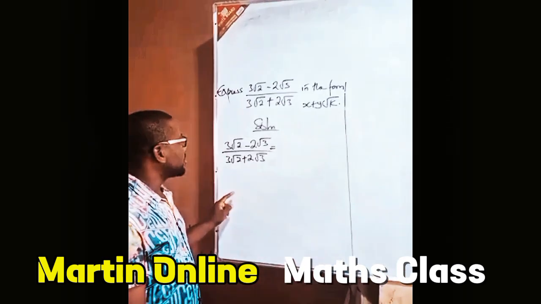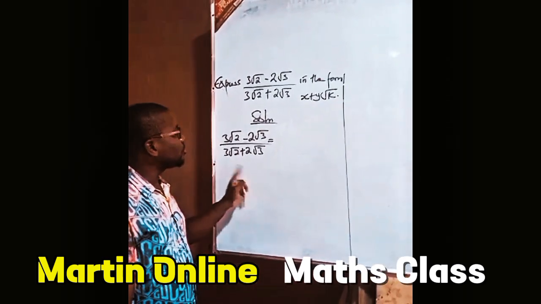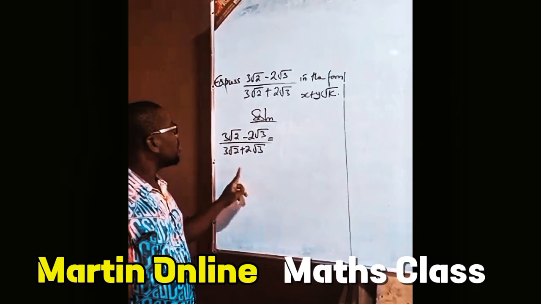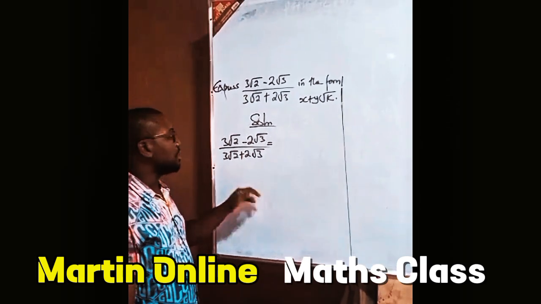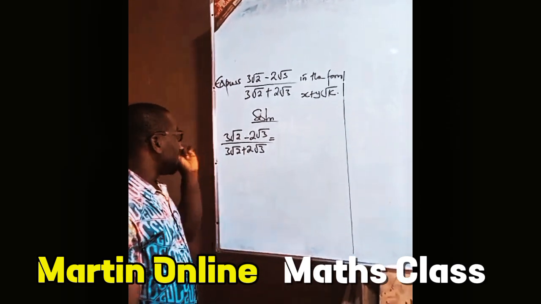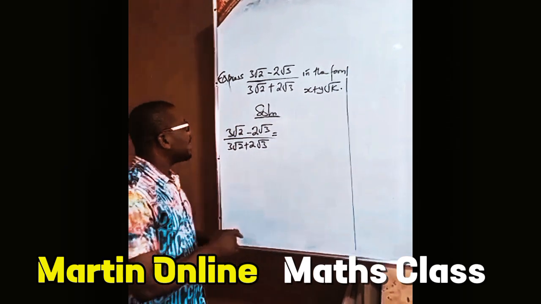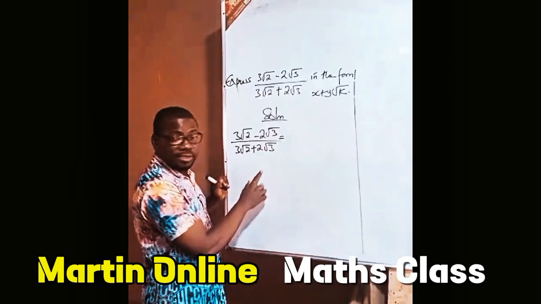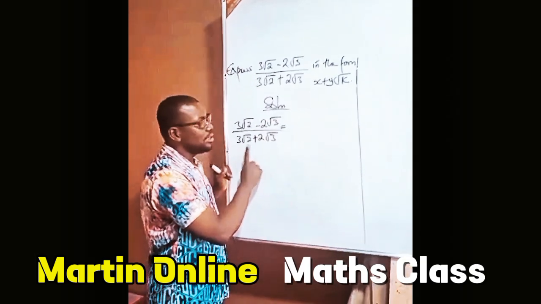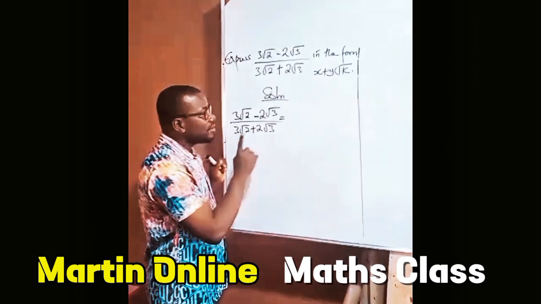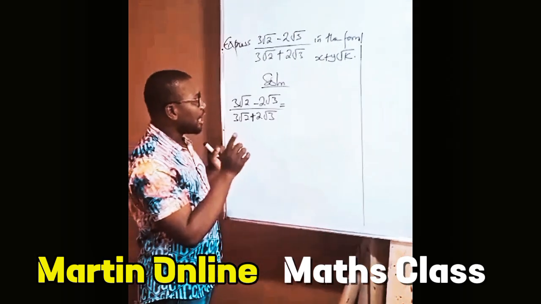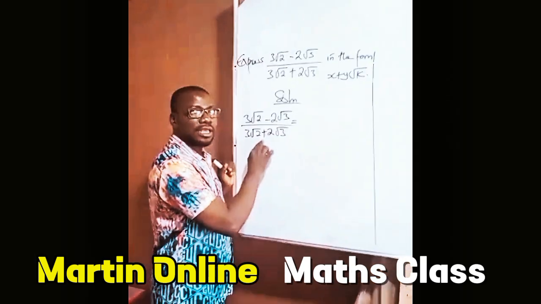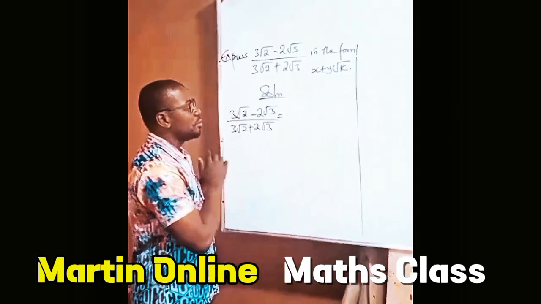What do I mean by a binomial surd? A surd that contains two expressions, where either one of them contains a surd or both contain a surd. To rationalize this, I need to multiply the numerator and denominator using the conjugate of the denominator. If I say the conjugate, I mean this plus sign here, I will change it to minus.